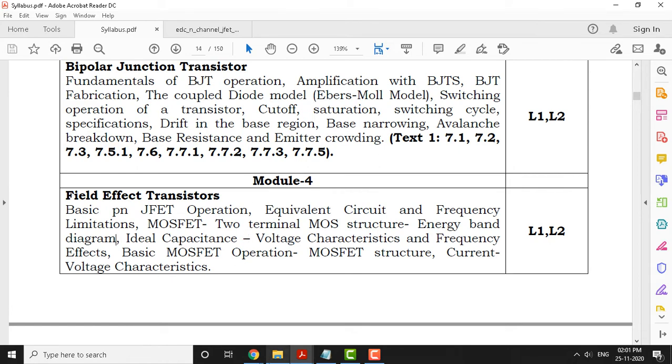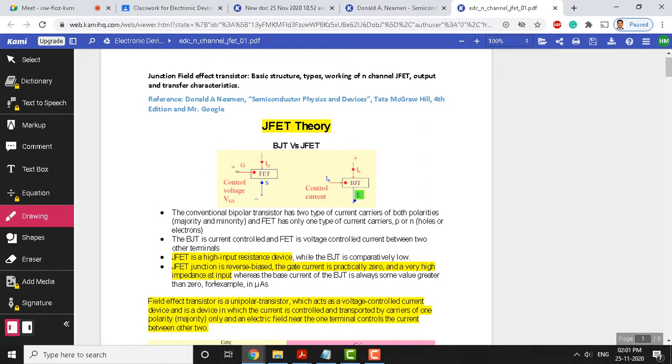With that, let me move to today's class, which is JFET. So, let us introduce you to the JFET. JFET stands for junction field effect transistor. This JFET is a device which is a class under field effect transistor.